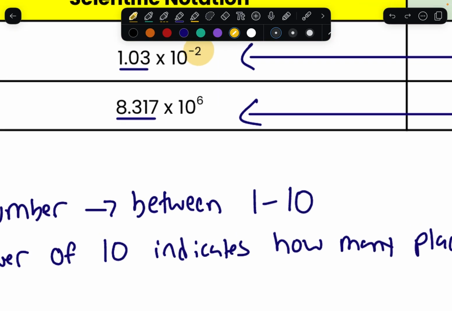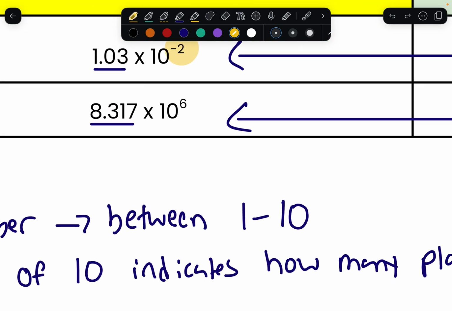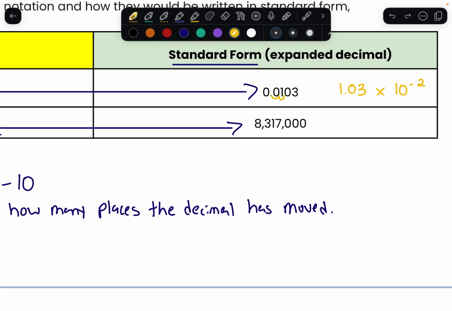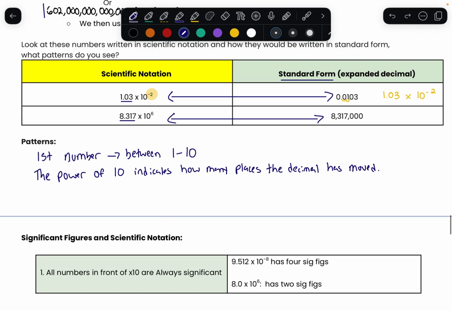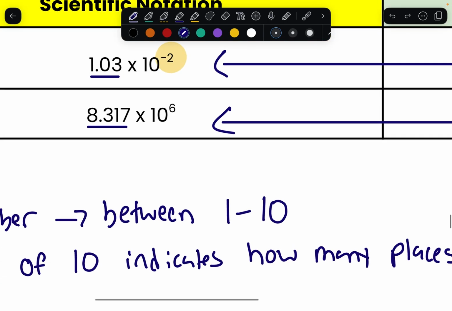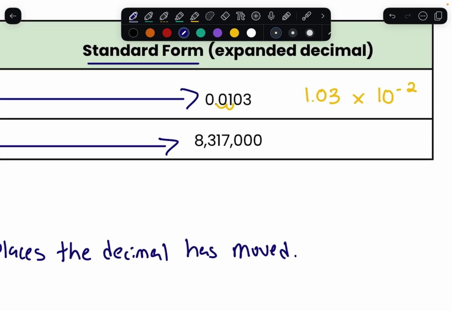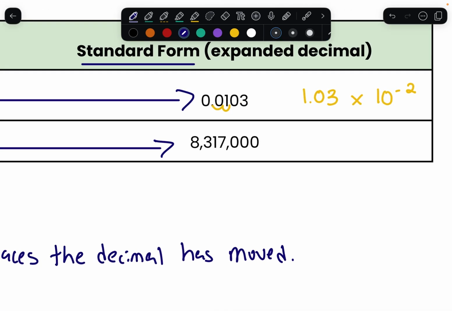Now, if we take a look at this one, 8.317 times 10 to the 6, its corresponding standard form or expanded decimal number is really, really large. It's 8,317,000. So what do we think? When we put this into scientific notation, we notice that this exponent sign is positive. So for a positive exponent, the pattern is that the corresponding standard form number is very large. So how do we get the 6 and how do we get that piece of the exponent?